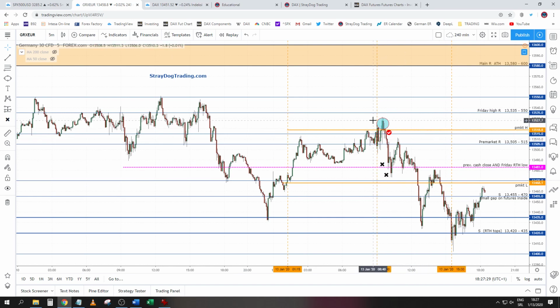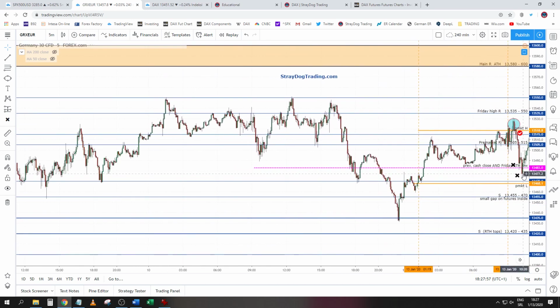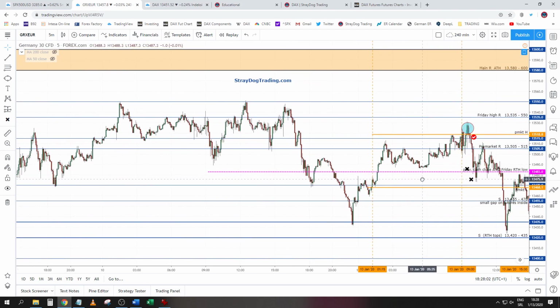In hindsight, you could say, okay, but from 518 I could have held to here. Yes, that would be correct. But what is the risk here? Always think, what is the risk of this particular trade? The risk is that the market is maybe bullish today, more bullish than it showed for today, obviously, and then from here, at this point in time, buyers could just defend previous cash close and Friday RTH low and go higher and make a higher high.